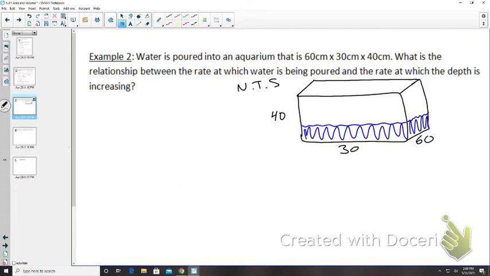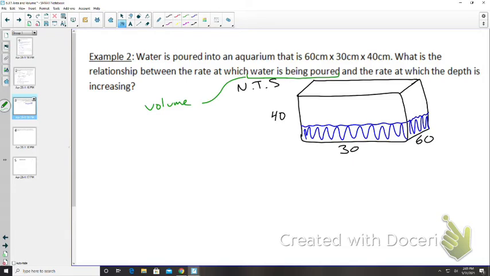So water is being poured into an aquarium, which is 60 by 30 by 40 centimeters. What is the relationship between the rate at which water is being poured and the rate at which the depth is increasing? When we think of water being poured, what do you think of? Do we think of volume or height? The rate at which water is being poured. Volume, okay, good. So that is going to be our volume.